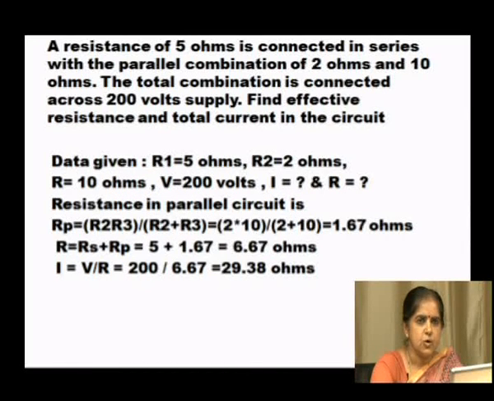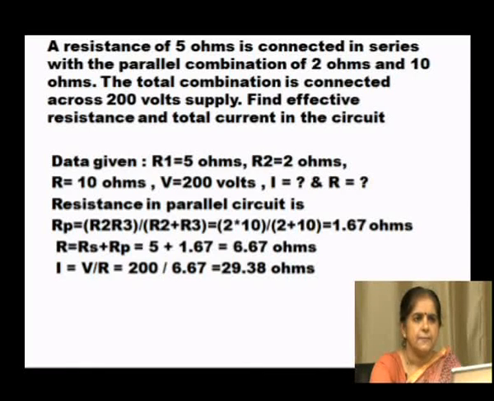So, this is the combination of series and parallel circuits. So, let us look into the problem. A resistance of 5 ohms is connected in series with the parallel combination of 2 ohms and 10 ohms. The total combination is connected across the 200 volts supply. Find the effective resistance and the total current in the circuit.